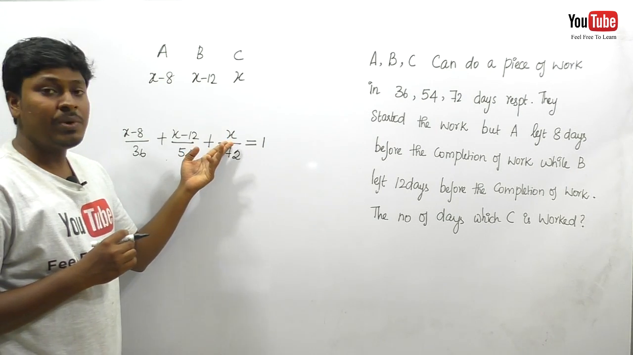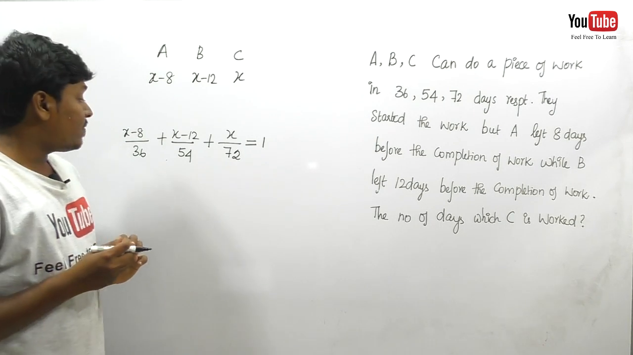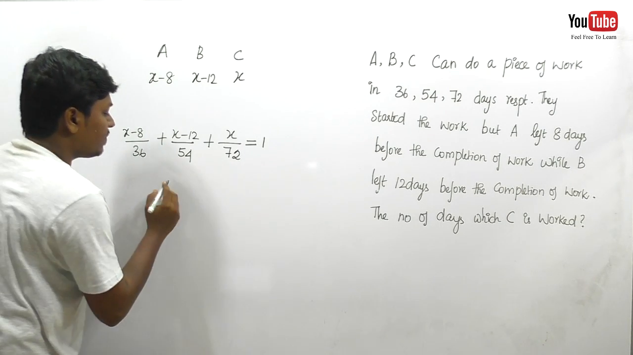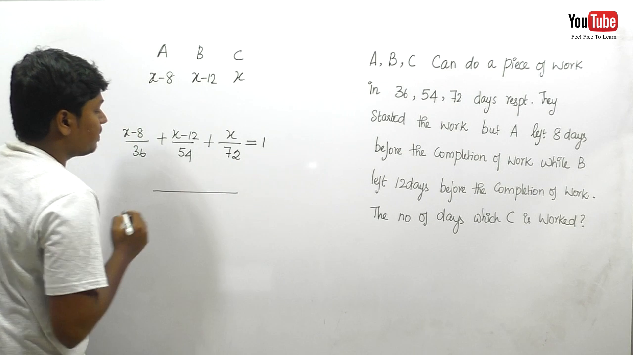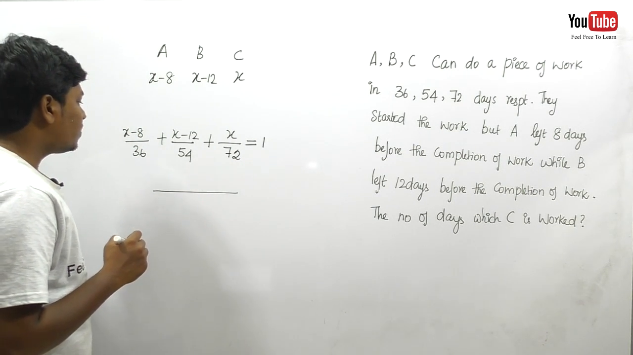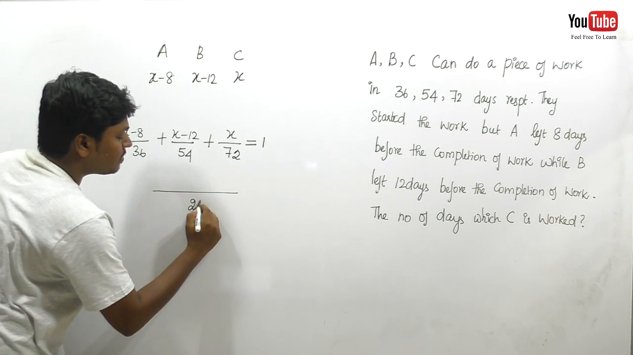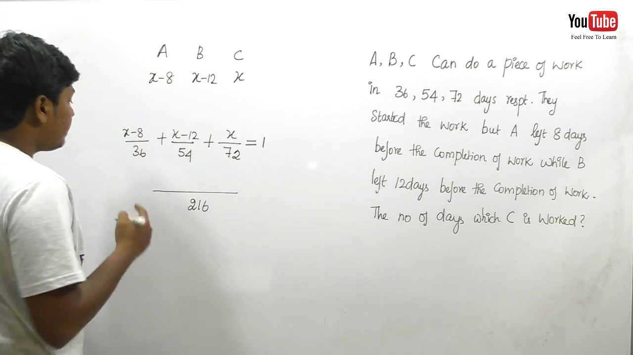If we find the value of X, then we can clearly say that this is the number of days C worked. So friends, let me now take an LCM of this question: 36, 54 and 72. I think 216 will be the LCM, friends. So let me multiply by, I think, 6 times.